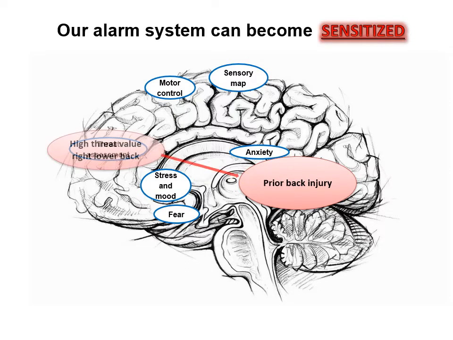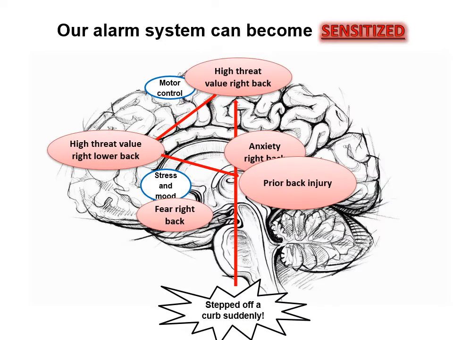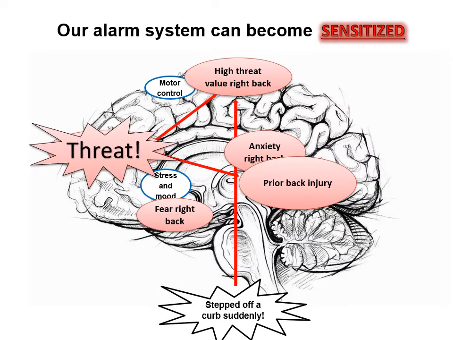As a result, the threat assessment areas place a high threat value to the right lower back. Any information from the sensory cortex about the right lower back has a high threat value as well. In fact, there will likely be a sense of low-level fear and anxiety that is maintained about the right lower back. As you can see, the tubs in this person's pain neural signature may not be overflowing yet, but they are already pretty full. And they haven't even stepped off the curb yet. When they do, what do you think happens? That's right, the alarm sounds.